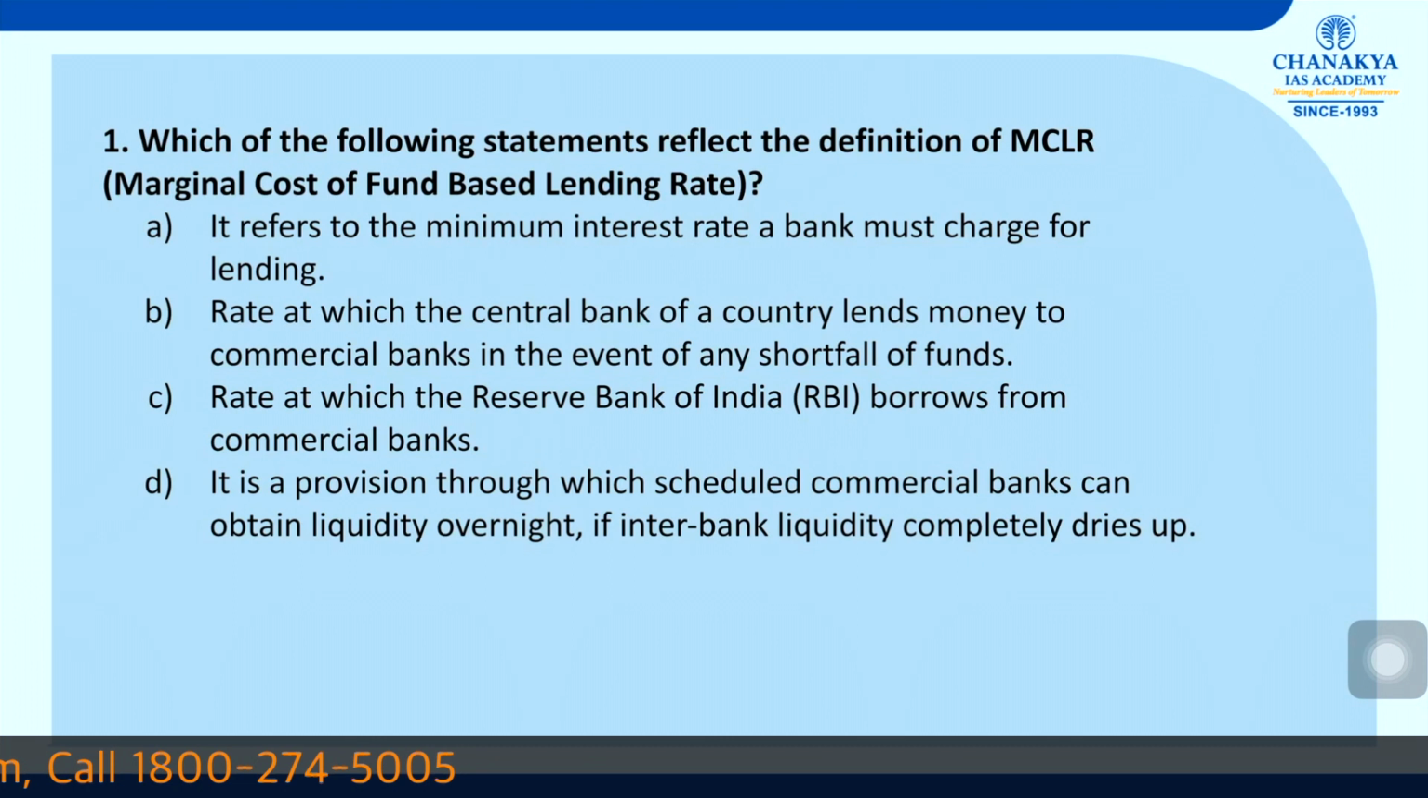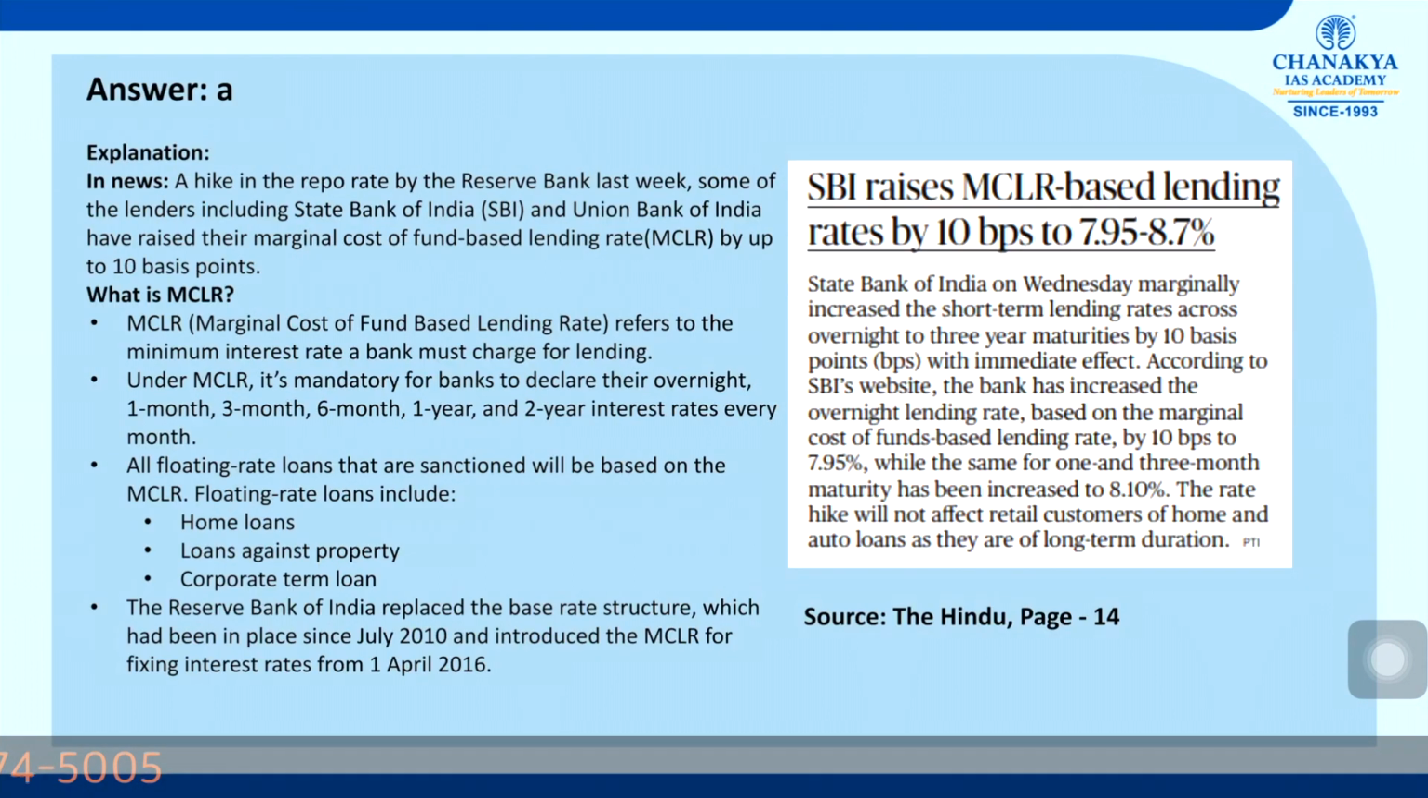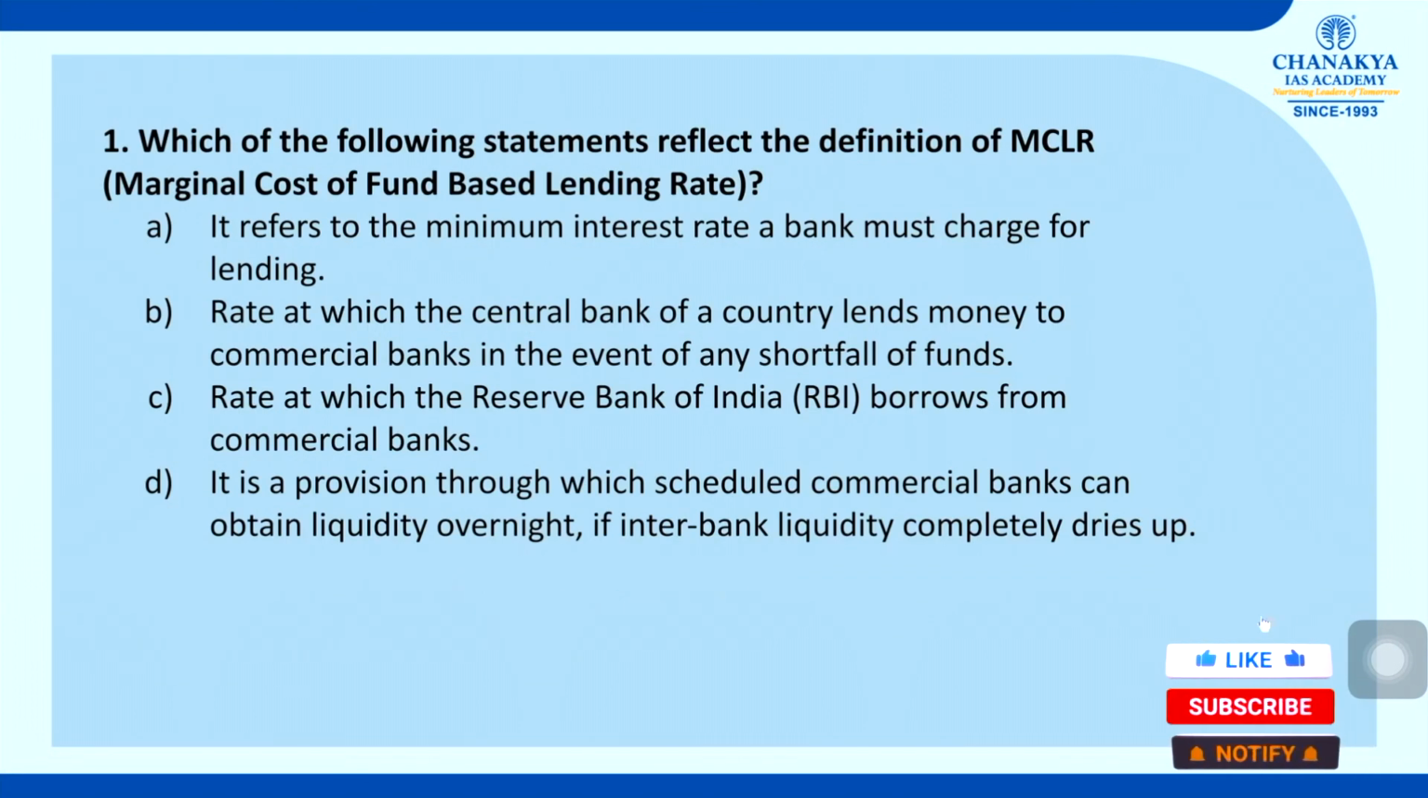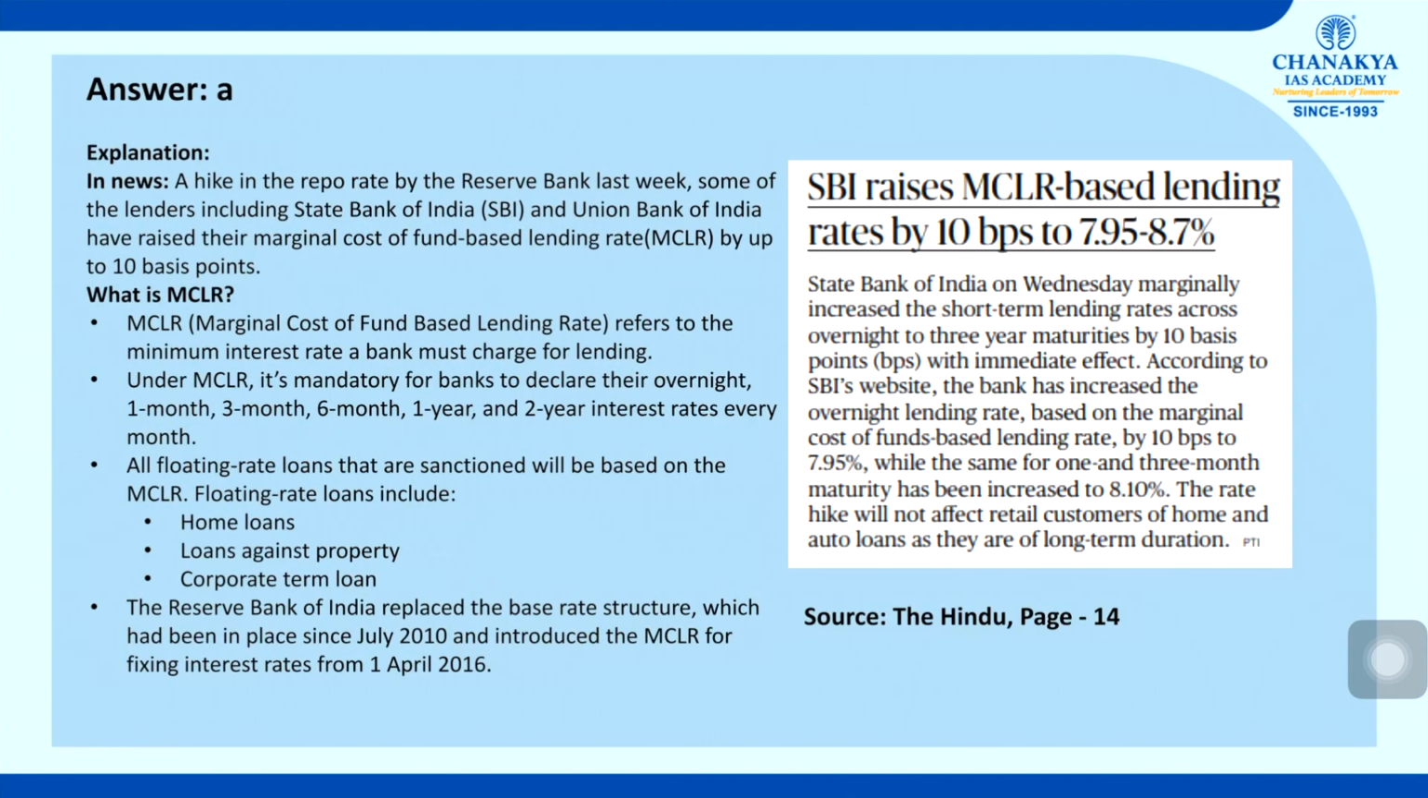The right answer is option A, which is it refers to the minimum interest rate a bank must charge for lending. Recently, this was in news. A hike in the repo rate by the Reserve Bank last week. Some of the lenders, including State Bank of India and Union Bank of India, have raised their marginal cost of fund-based lending rate by up to 10 basis points.